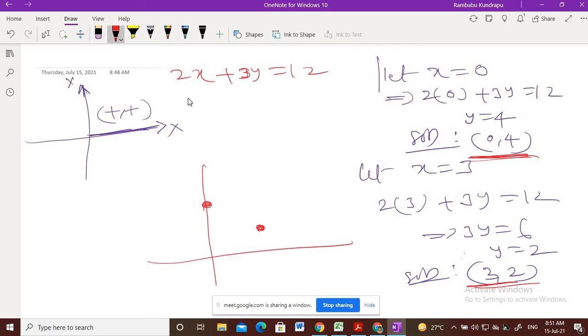Sir, you should get -6 there, na? 2 threes are 6. If you send 6 to the right side, 12 minus 6, the value is 6. Okay, sir. 3y is equal to 6, y is equal to 6 by 3, that is 2.